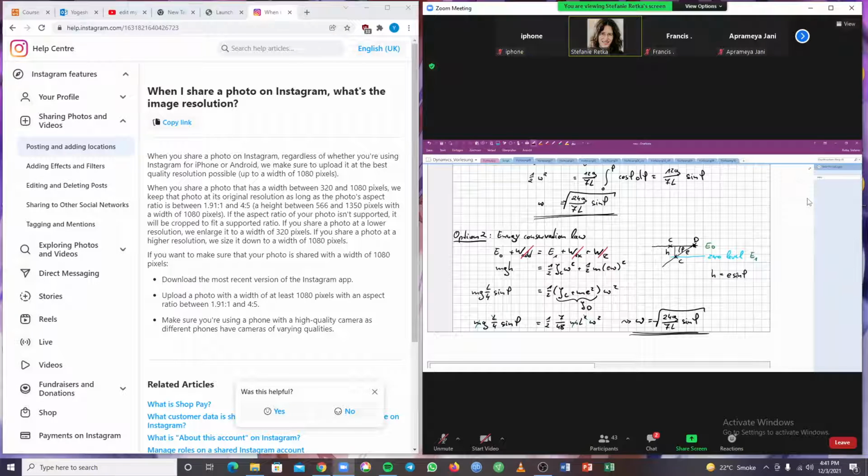Okay, so both are possible. You do not have to use the energy conservation law, but it might be easier to apply than integrating a time-dependent angular acceleration.